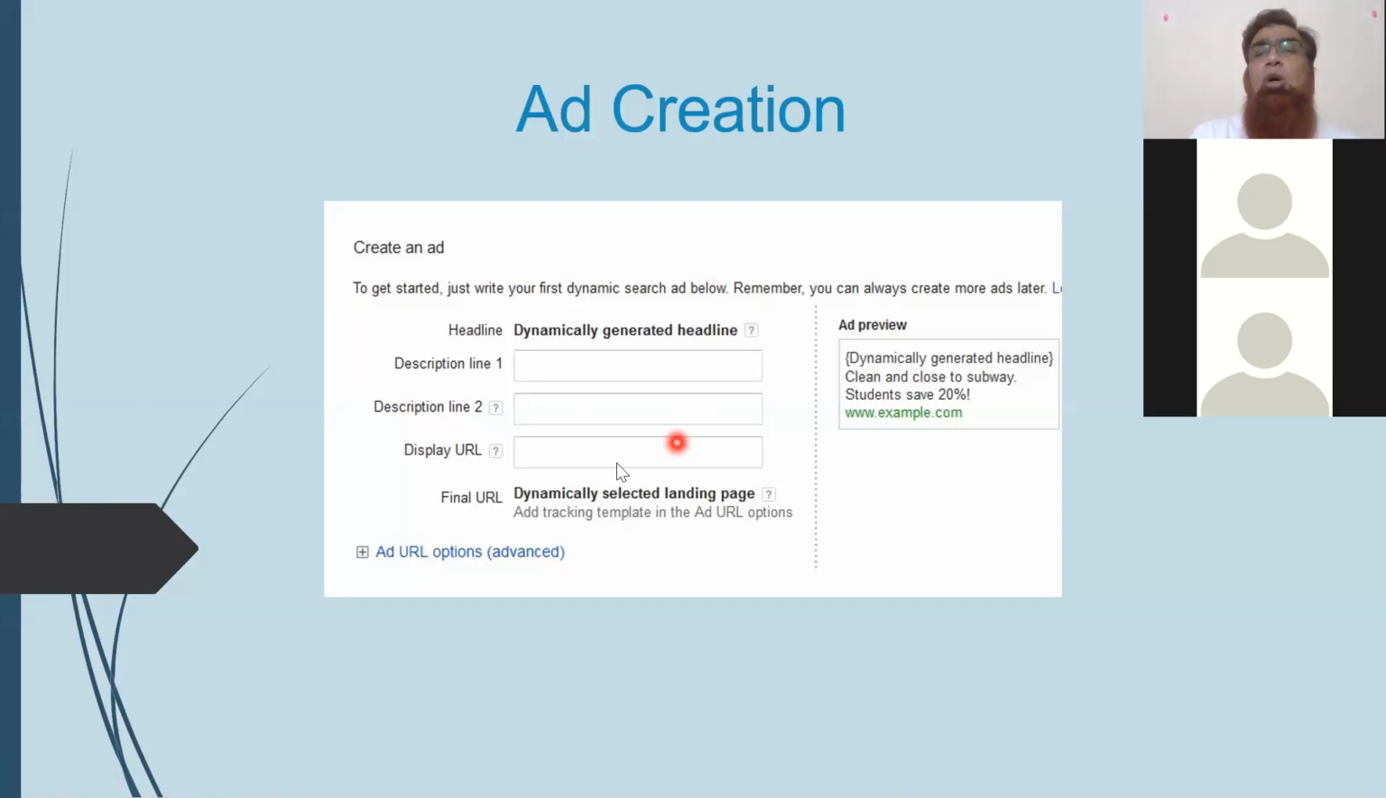And then the display URL. The display URL is the URL which people will see, right? So you can have it as www.abc.com, whereas your landing page could be an internal page as well. So you get an option to display whatever URL you want to display. And then you can have a dynamically selected landing page. Google selects that, so you need not worry about it.